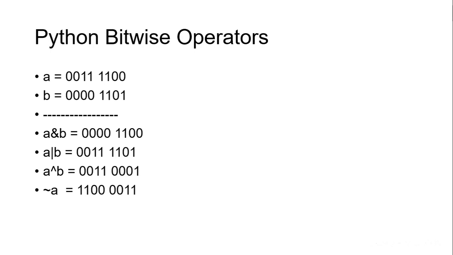For example, we have a equal to 0011 1100, and b we have as 00001101. So if you are performing the AND operation, then it's a & b. That means it performs a logical AND with the a and b operands. Then we have a | b, which performs the OR operation in binary form. Then we have exclusive OR, that is a ^ b, and we have a NOT operator.